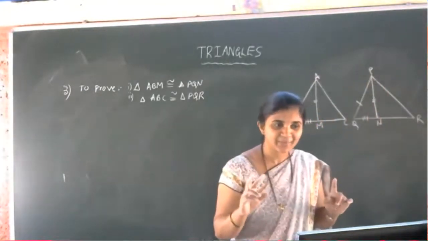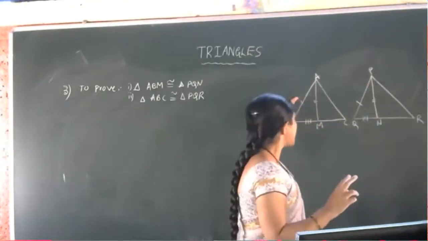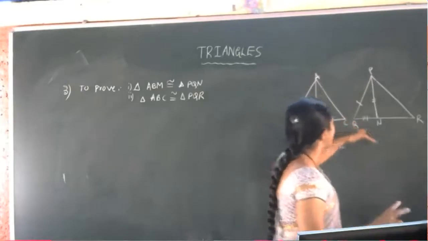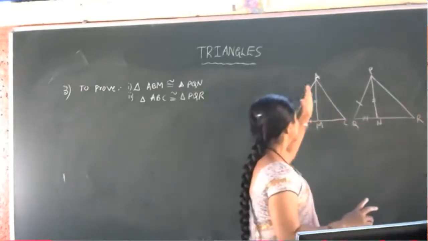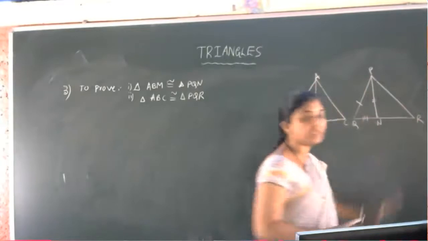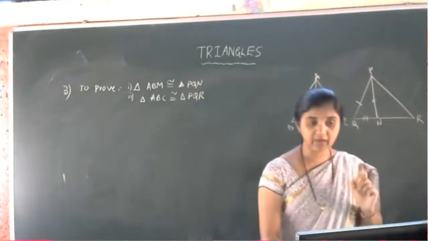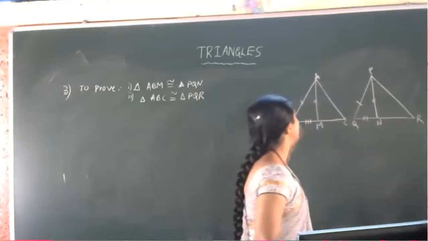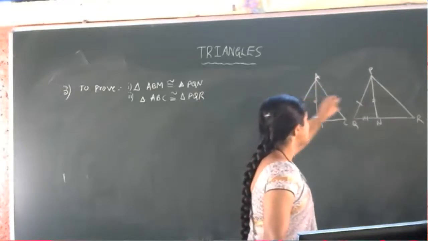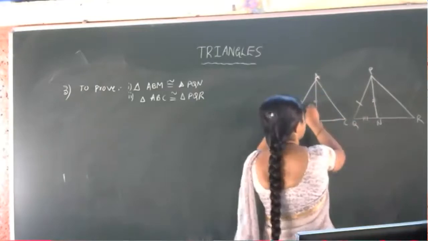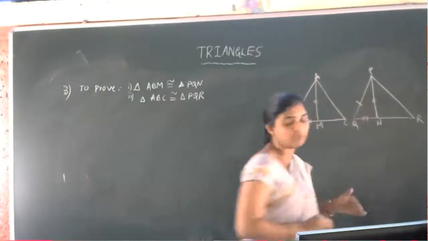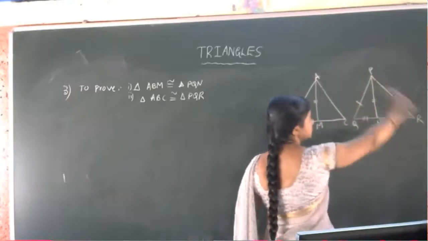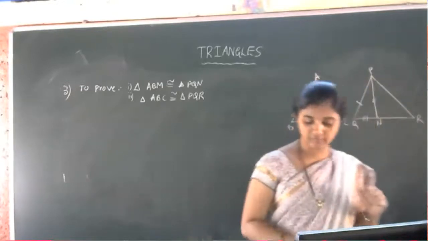Got the idea now? What is given actually? AB equal to PQ is given. Then side BC equal to QR is given. Then the median AM is equal to PN is given. Now what we have to show here? Triangle ABM congruent to triangle PQN. That is the first thing to show. Then second, triangle ABC congruent to triangle PQR we have to show.